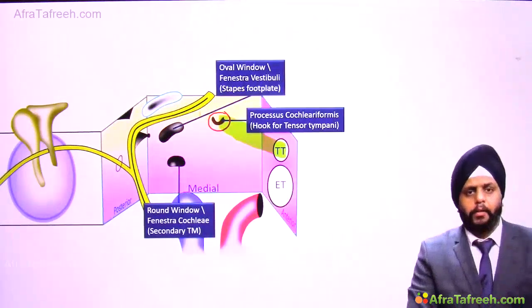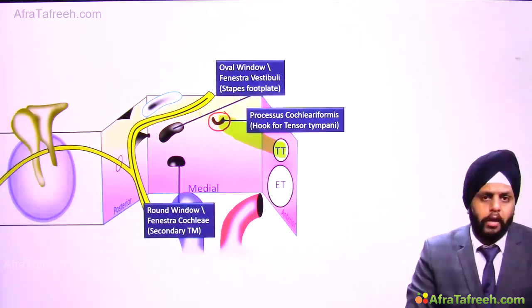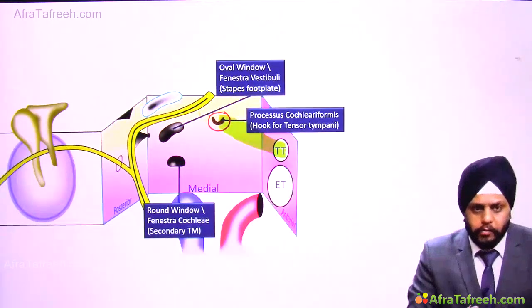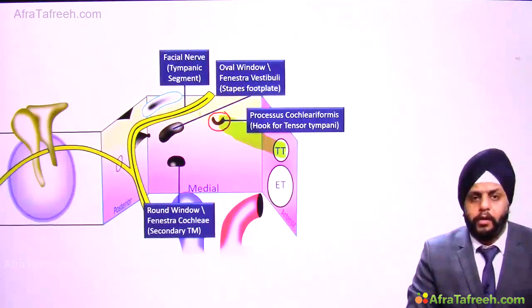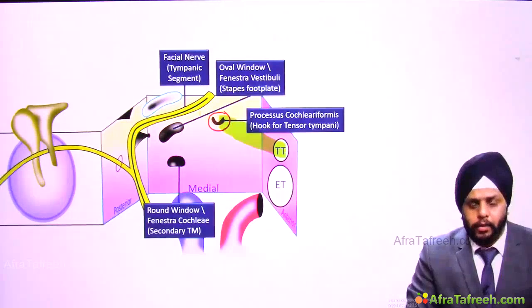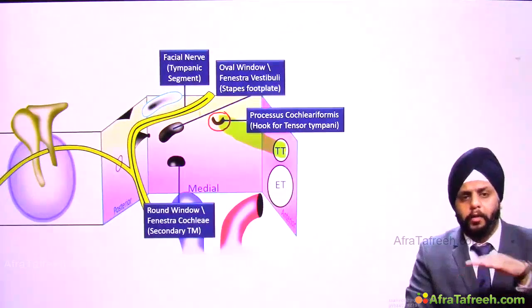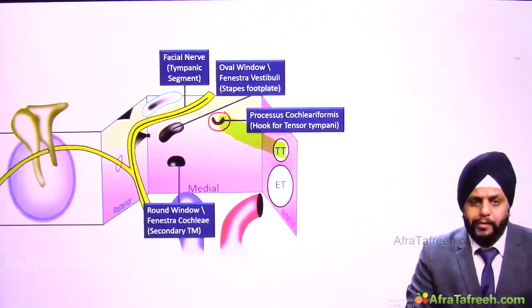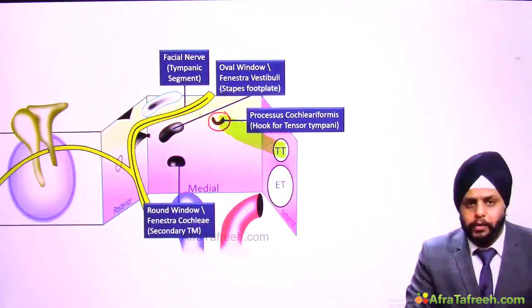All right, next structure that we can see very clearly on the medial wall is this yellow colored structure. That cord-like structure that we can see over here is known as facial nerve. Which segment of facial nerve? The horizontal segment of facial nerve, that's also known as tympanic segment of facial nerve. Right? So horizontal or tympanic segment of facial nerve.